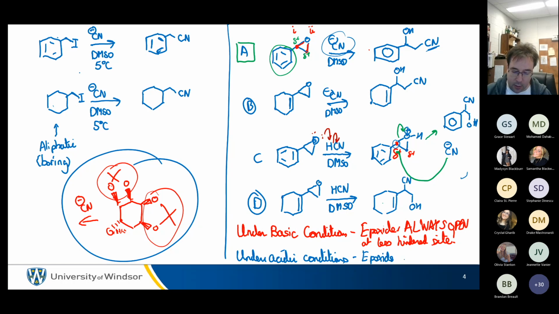Epoxides open via the more stable carbocation.